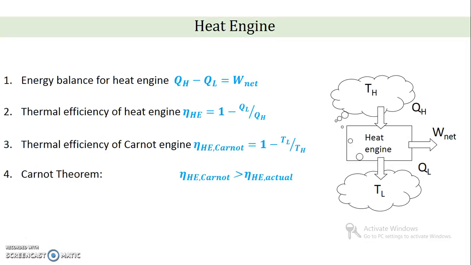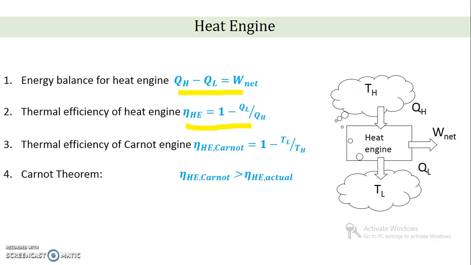After that, we can summarize the formulae required for calculation of numericals based on heat engine. The formulae are: number 1, the energy balance for a heat engine is given by QH minus QL is equal to the net work produced. Second, the thermal efficiency of a heat engine is 1 minus QL upon QH, where QL is the heat rejected to the sink and QH is the heat supplied to the heat engine.